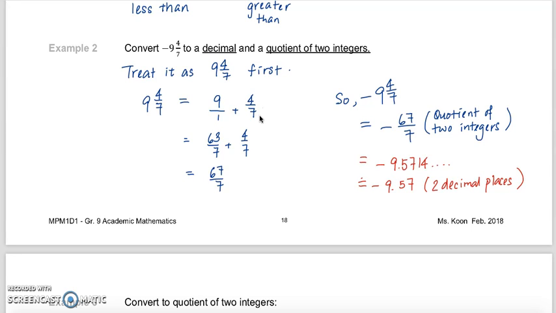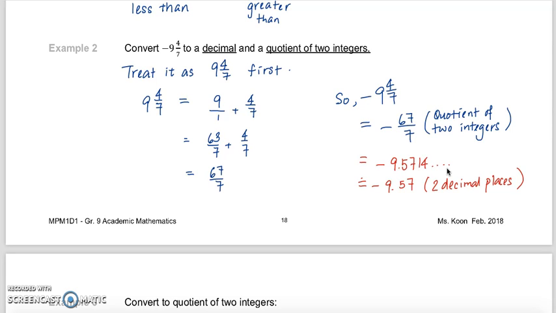And then you add that to 4/7. When we add fractions, you add the numerators. So there are 67 portions of 1/7 of a whole. So putting this all together, we can express negative 9 and 4/7 as negative 67/7, a quotient of two integers. And then in decimal form, you can use your calculator to divide negative 67 by 7. And that will give you negative 9.5714 and so on.